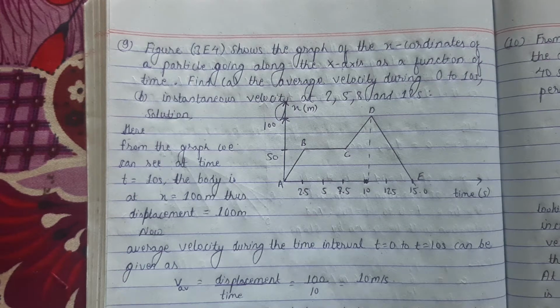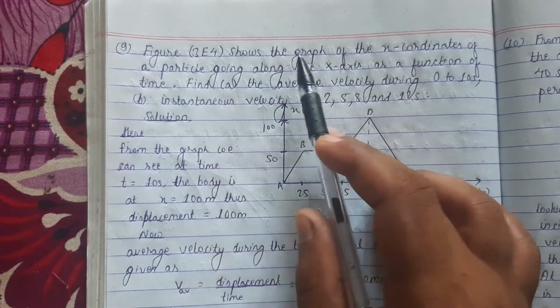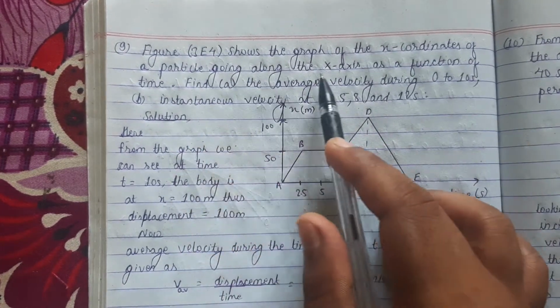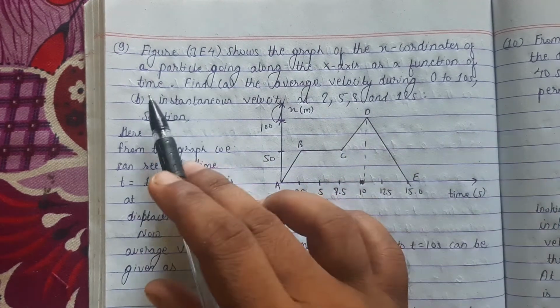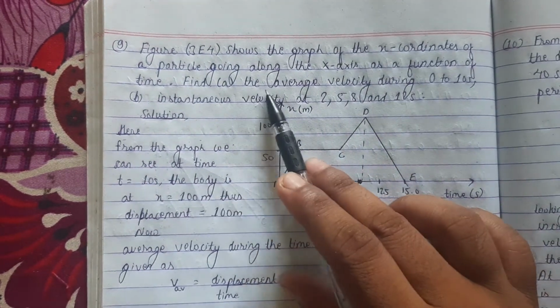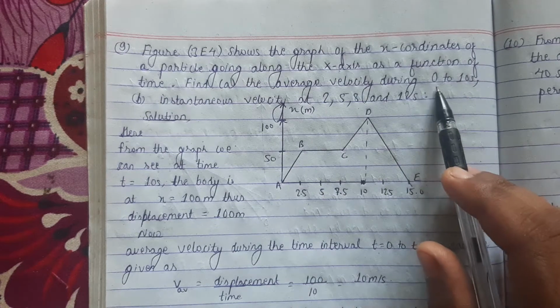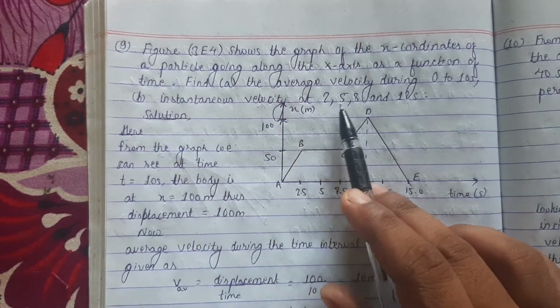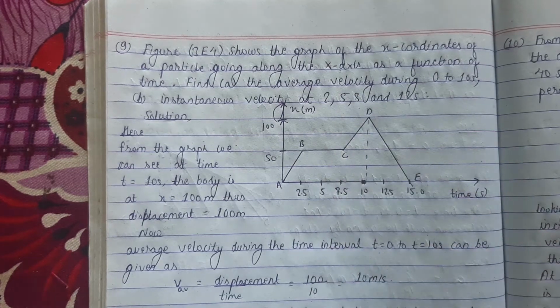SC Verma solution. Chapter 3, question number 9. Figure 3-E4 shows the graph of the x-coordinate of a particle going along the x-axis as a function of time. Find A, the average velocity during 0 to 10 seconds, B, instantaneous velocity at 2, 5, 8 and 12 seconds.